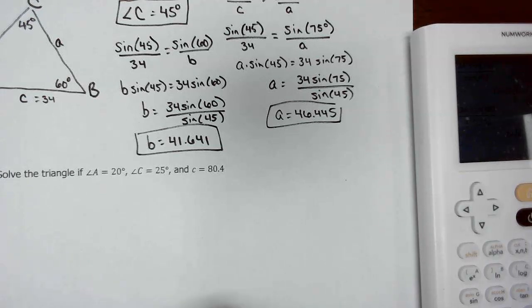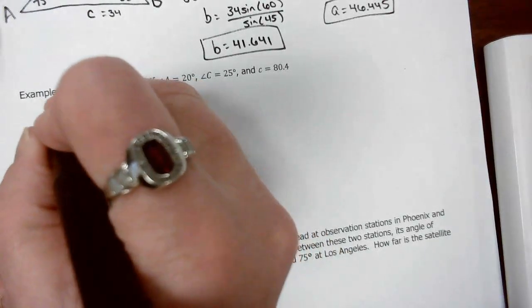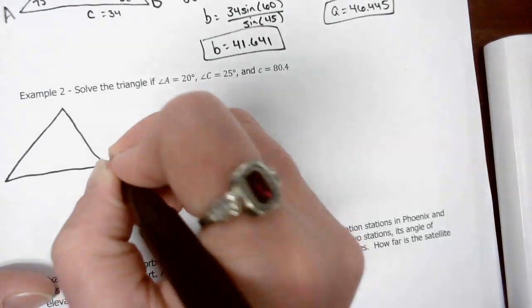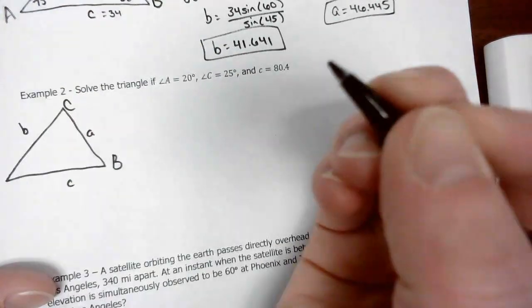Now, to do this, we really do need to know at least one side and the angle across from it to use this law of sines, because we have to at least have one of these ratios known. Okay, our next one, I'm going to draw my picture a little bit smaller. A, B, C, little a, little b, little c.